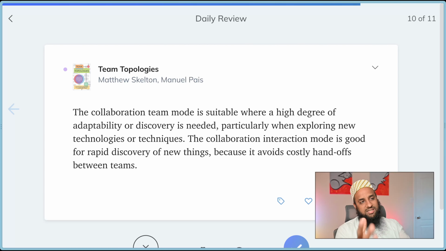Of course, the collaboration team mode is a different area where a high degree of adaptability or discovery is needed, and this happens with things like complicated subsystem teams and everything. Again, I think I'm mixing up a few things over here. It's been a while, but I think I should recap on those things. But let's move on for now.